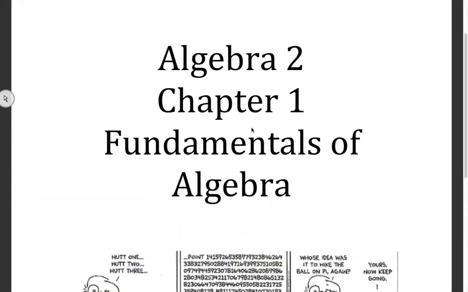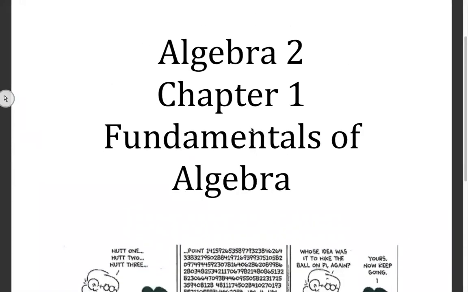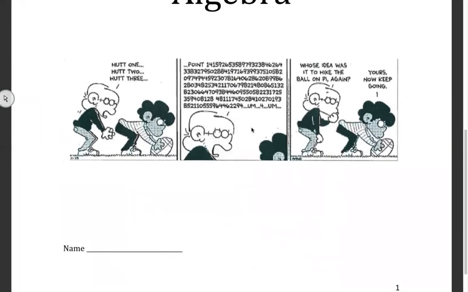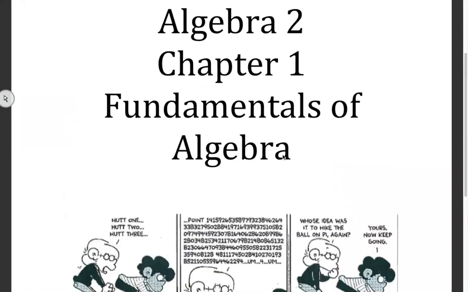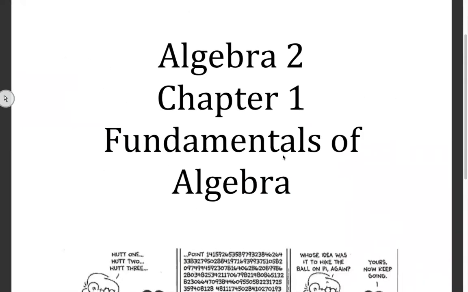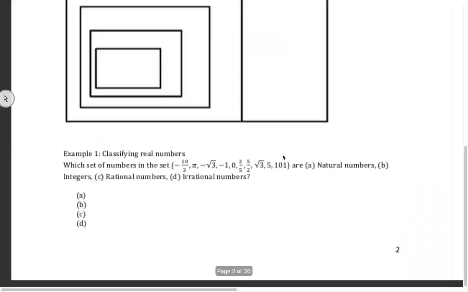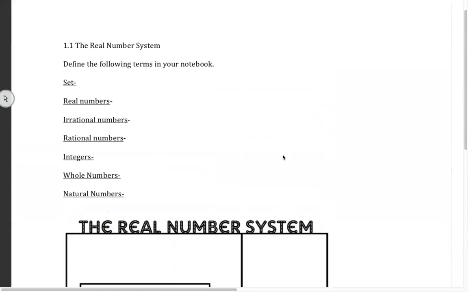All right, so everybody has these notes. It says Algebra 2, Chapter 1, Fundamentals of Algebra, has the cartoon on it. Wait, is it this? Not the other one. We're going over the red one. It's the red one. Fantastic. All right, so first things first.